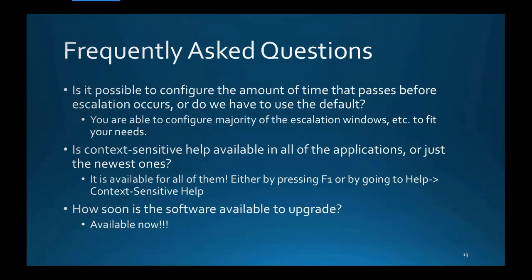All right, is context-sensitive help available in all of the applications or just the newest ones? It's available in all of them now. In the newest applications, you can just hit F1 to get the context-sensitive help. In the previous versions, like Desktop and Document Manager that are not in our newest format yet, you can go to Help and Context-Sensitive Help to get to it.